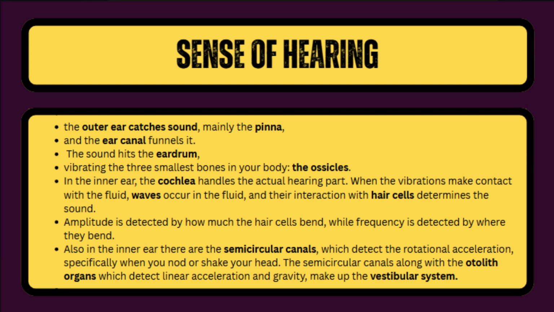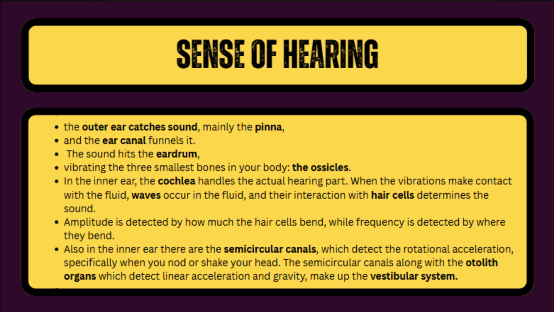In the inner ear, the cochlea handles the actual hearing part. Well, how? Well, the cochlea is filled with fluid. When the vibrations make contact with the fluid, waves occur, and their interaction with the hair cells determines the sound. Amplitude is detected by how much the hair cells bend, while frequency is detected by where they bend.